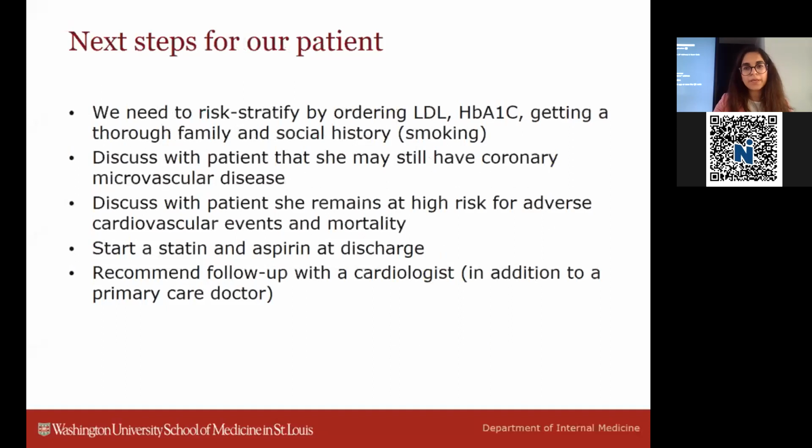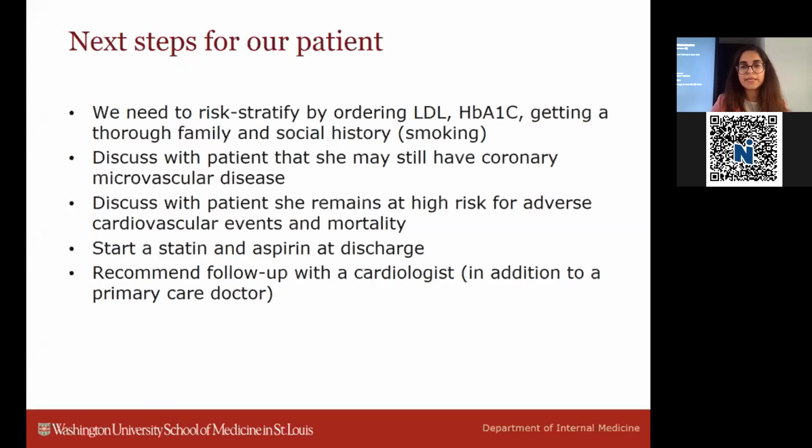So what are the next steps for our patient? We need to risk stratify her by ordering LDL, A1C, by getting a thorough family and social history. Remember the two studies we talked about earlier? She is already at higher risk than the general population. 1 in 5 women like her, when followed for 10 years, were dead. We need to discuss with this patient that she may still have coronary microvascular disease. We need to discuss with her that she remains at a high risk for adverse cardiovascular events and for mortality. We need to start these really important drugs like statin and aspirin at discharge. And we need to ensure follow-up with a cardiologist in addition to a primary care doctor.